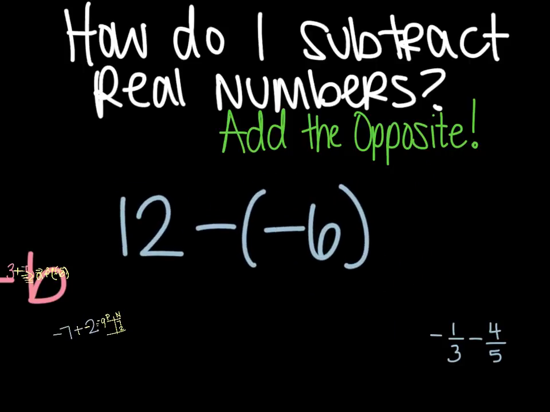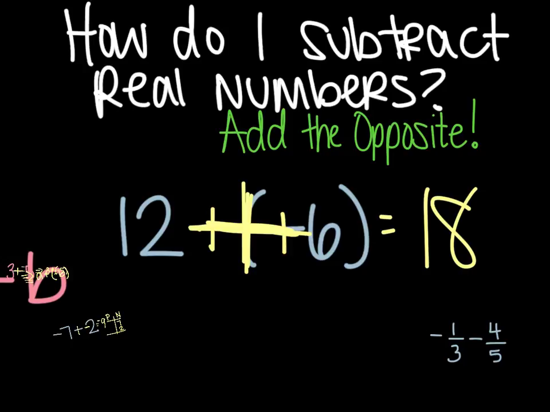Another one here. Again, add, and then the opposite of -6 is +6. Okay, you could have 2 plus signs, or if that's confusing, just make it a big plus sign. And then we have 12 plus 6. That's easy math. That's 18. You're done.